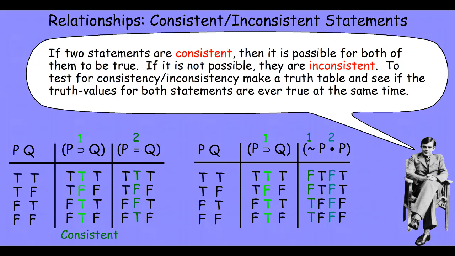So these are consistent. There's at least one row where they're true. These are inconsistent. There is no single row, no way the world could be where they're true at the same time. In our next module, our last module, we'll use truth tables to evaluate validity and invalidity of arguments.